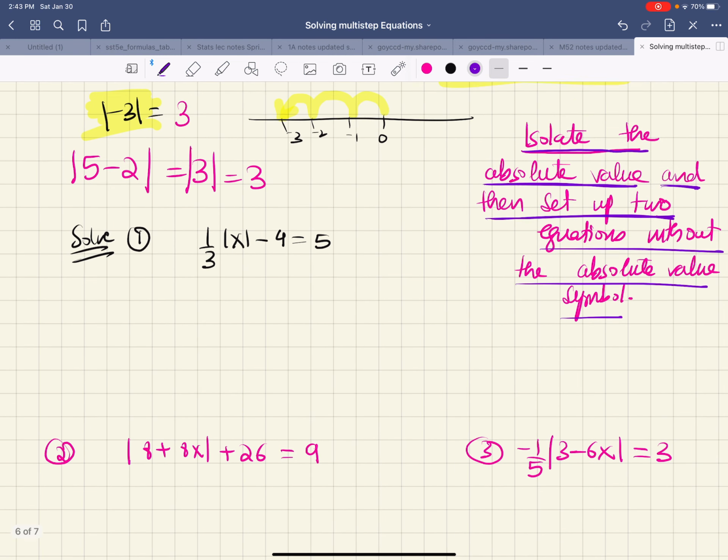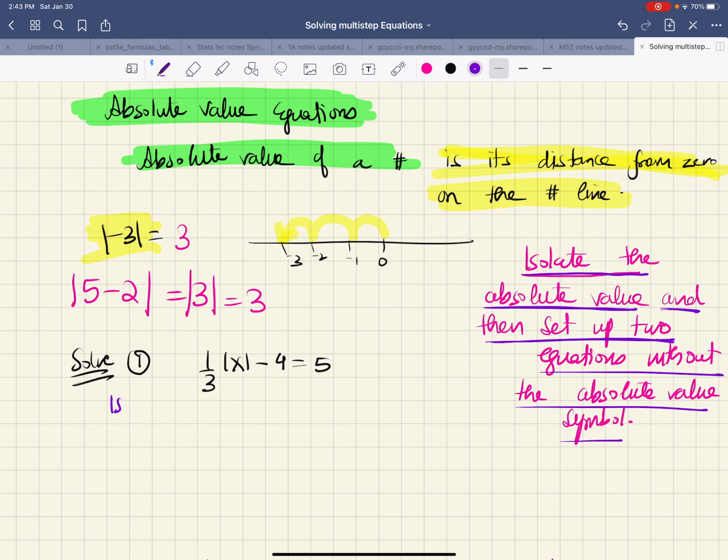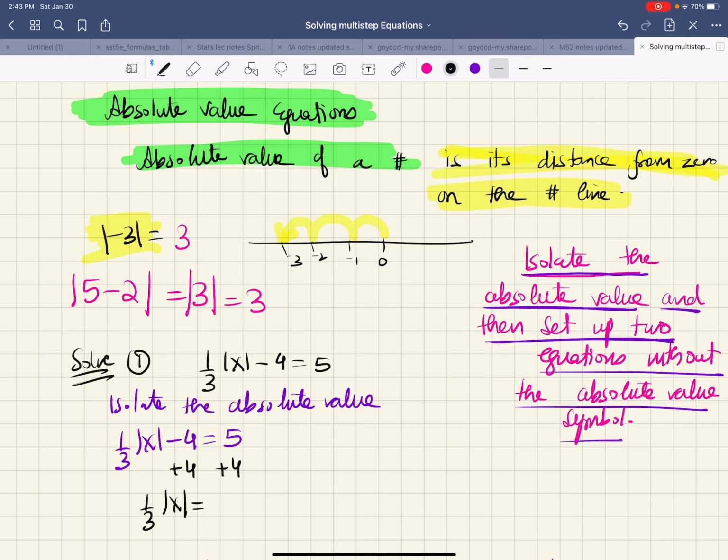Here's our first example. My first step is to isolate the absolute value. Okay, so I have 1/3 absolute value of x minus 4 equals 5. If I want to isolate the absolute value, I have to add 4 to both sides. So it leaves me with 1/3 absolute value of x equals 9. And the next step, I need to get rid of the 1/3 from here. So I'm going to multiply both sides by 3 over 1, the reciprocal of the fraction. That will leave me with absolute value of x equals 27.